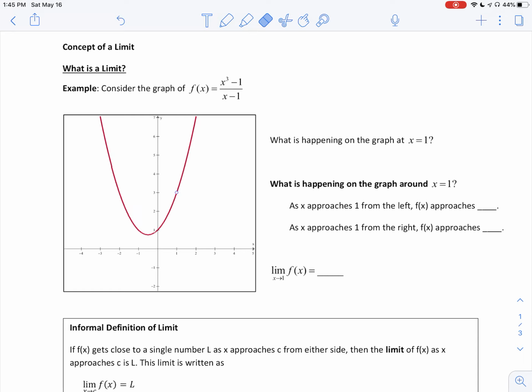So we've got this function, f of x is equal to x cubed minus 1 all over the quantity x minus 1. And I've gone ahead and sketched out the graph down here. So you'll notice we're basically looking at a quadratic function. We have a little hole right here where our function is undefined. So first thing I want to consider with this is just what's happening to the graph at x equals 1. And as I already pointed out, at x equals 1, we have a hole in our graph. So there's a hole.